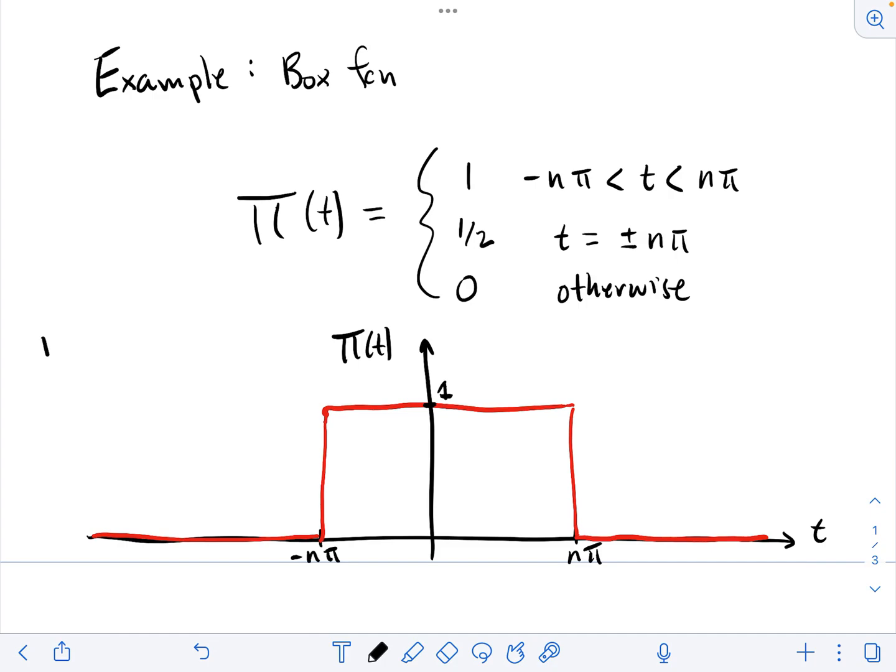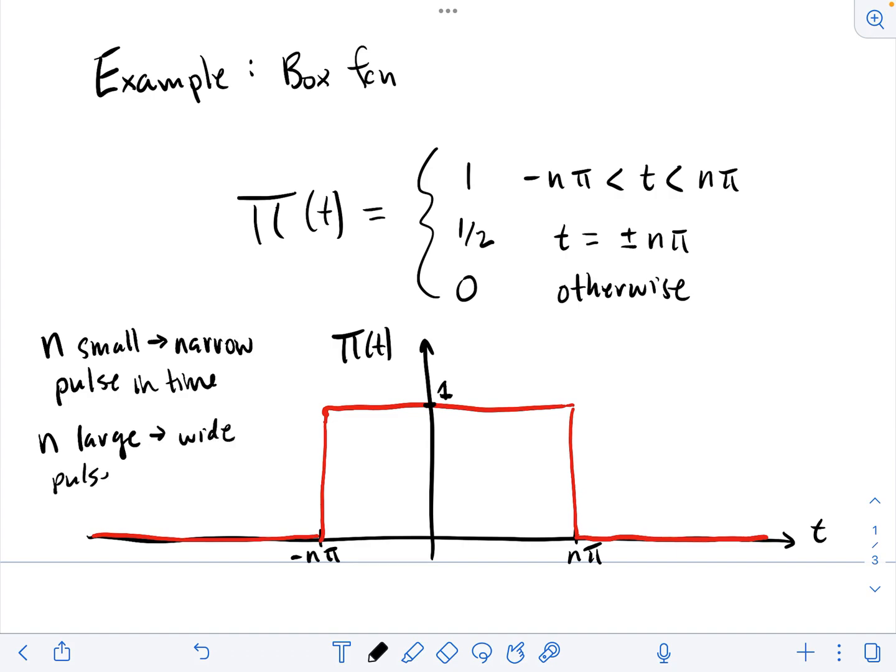What we have to know about n is that it's just a multiplier of pi defining where our boundaries are. If n is some small number, then we have a narrow pulse in time, and conversely, if n is large, we have a wide pulse in time. We'll use that fact a little bit later. But first of all, we want to evaluate this Fourier transform. We're going to go from knowing the time dependence of pi to figuring out what the frequency content of that signal is.